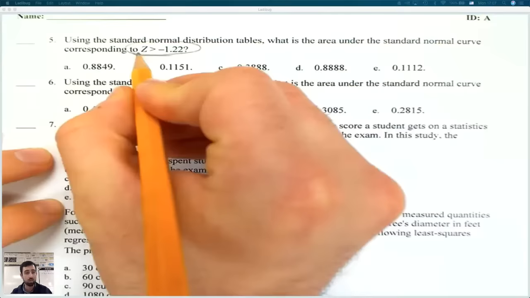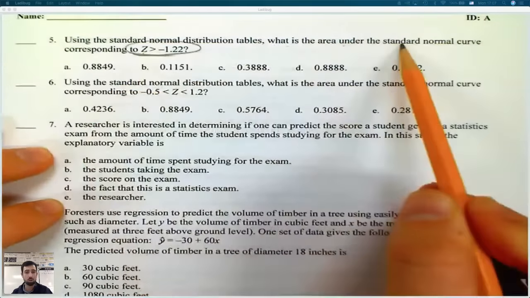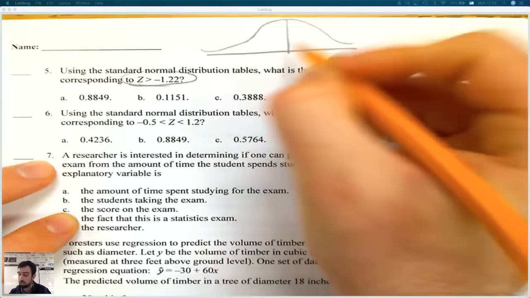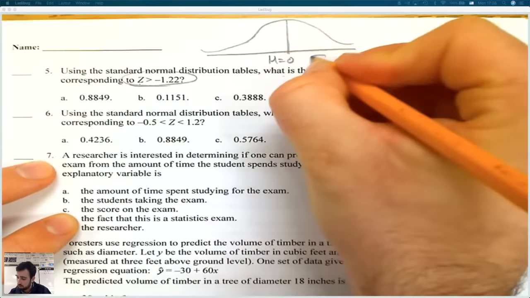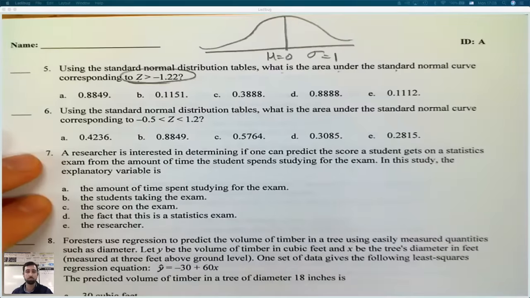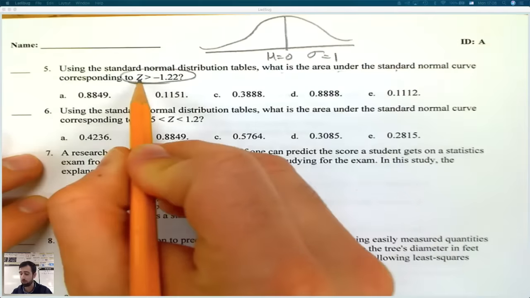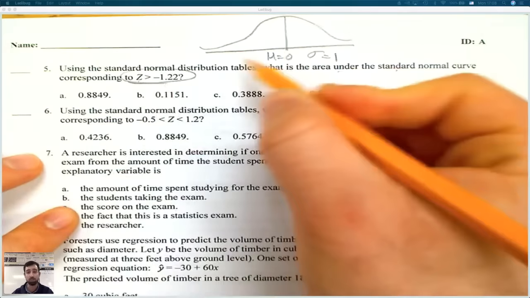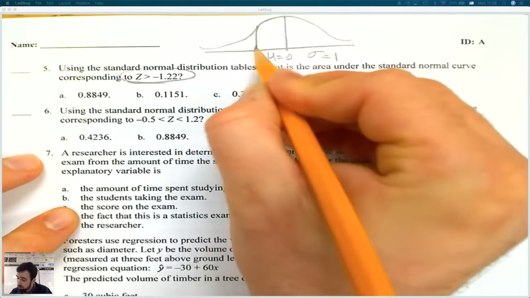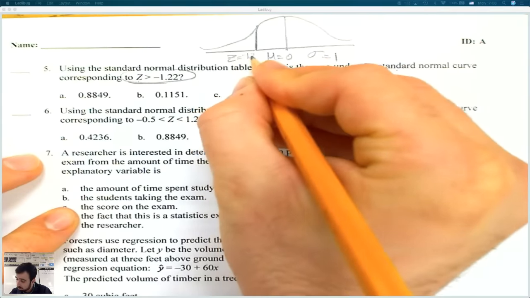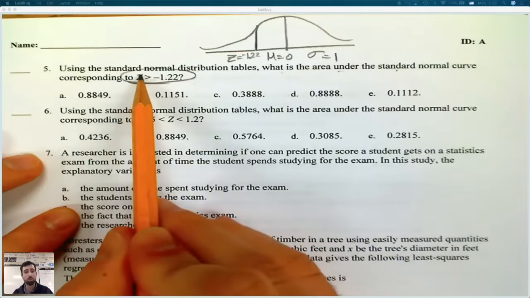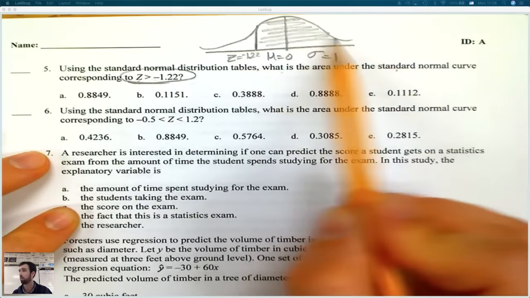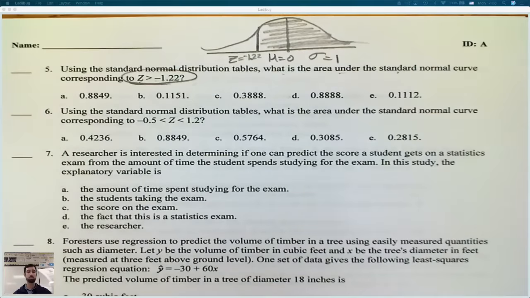So that says, what is the area under the standard normal curve? Remember, the standard normal curve is centered at zero with a standard deviation of one. This is asking if my z-score is larger than negative 1.22. So let's find that. Negative 1.22 is going to be below my average. And I want to know, what's the probability, or what's the area, where z is greater than it? So we're looking for this area here. Two ways we can do it. First, I'm going to show you this way.